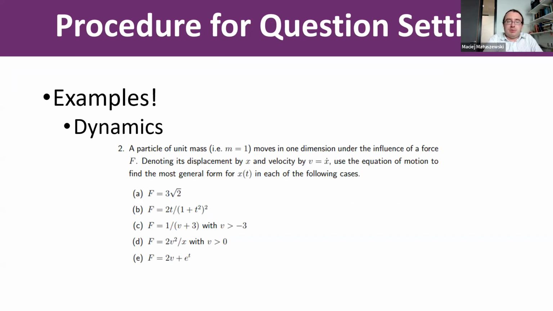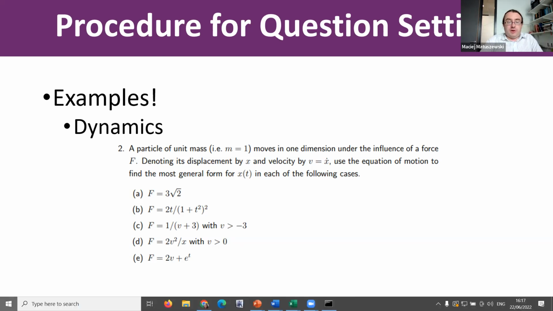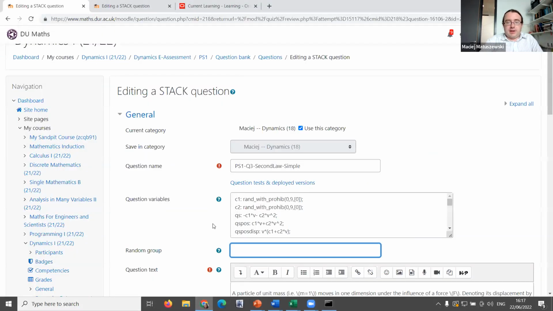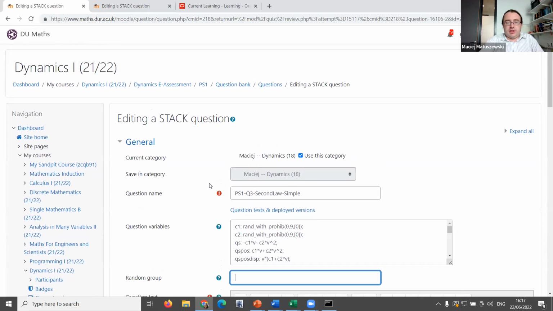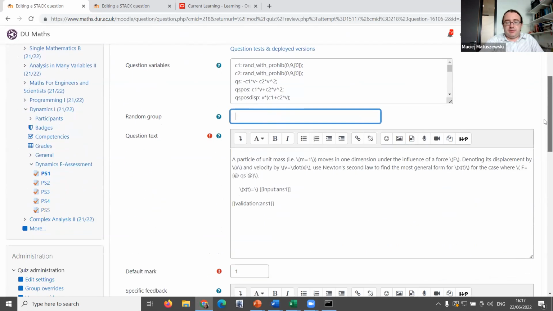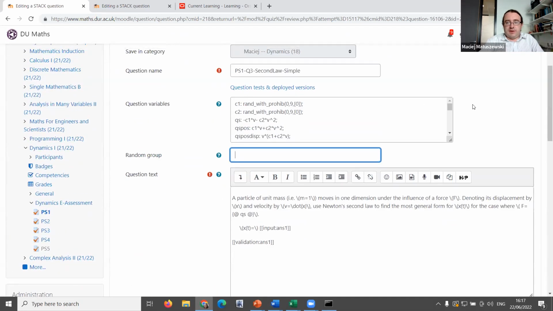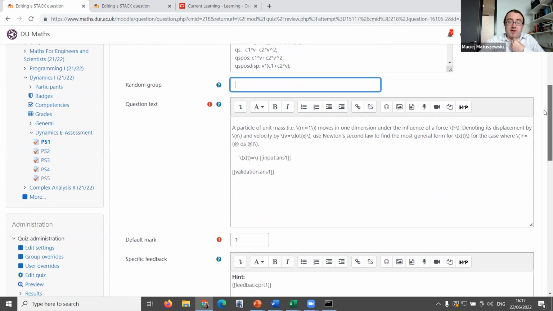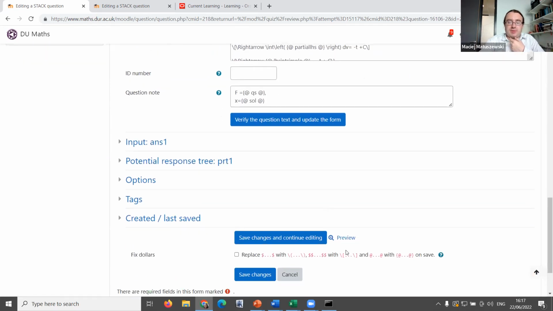This is a very simple question in first year dynamics, just asking them to use the equation of motion given to find a general form of a displacement. And this is how I converted it into a STACK question. So you can see that there's lots of randomization of the parameters with questions such as this. It is very easy to come up with randomization just by introducing parameters.